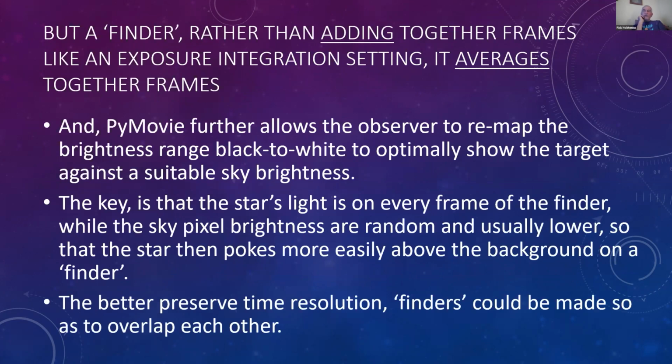So the advantage of a finder is that when you increase the integration on your camera, you're making all the pixels just brighter. It might not be long before, especially in a bright sky, you're hitting saturation. You don't really improve your signal to noise that much, at least if the sky is bright. But what you're doing with the finder is you're averaging. So these random up and down brightnesses within sky pixels can get averaged out, whereas the pixels where your star is are always going to be high, at least as long as the star is there. And so it can improve the visibility.